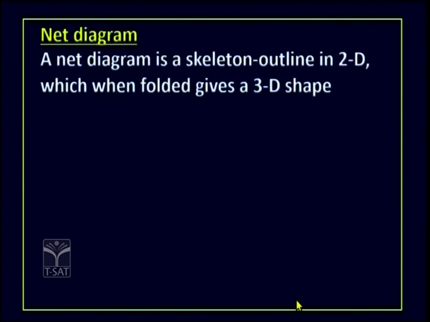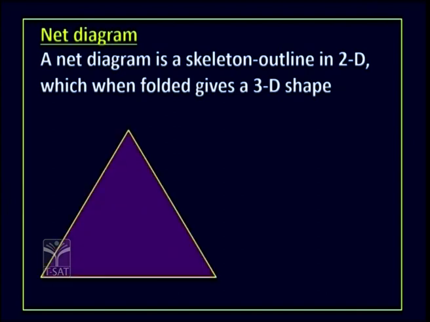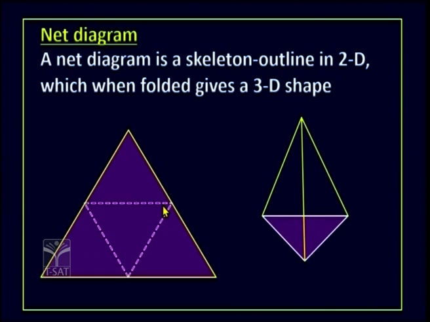Now, let us understand what a net diagram is, children. A net diagram is a skeleton outline in 2D which when folded gives a 3D shape. Children, what am I doing here? Yes, I am taking a triangle. Now, I am marking some dotted lines here, children. When you fold this along these line segments, what will you get, children? Yes, you will get a triangular pyramid. So, for this triangular pyramid, which is a 3D shape, this is called the net diagram. So, what is a net diagram, children? Yes, it is a skeleton outline in 2D, which when folded gives you a 3D shape.